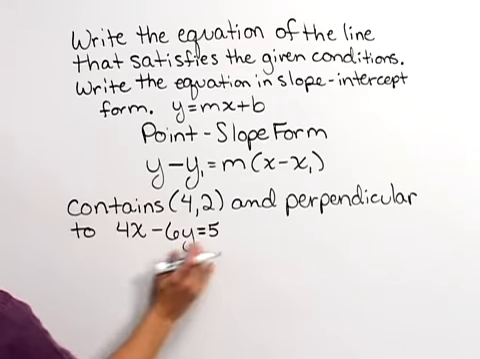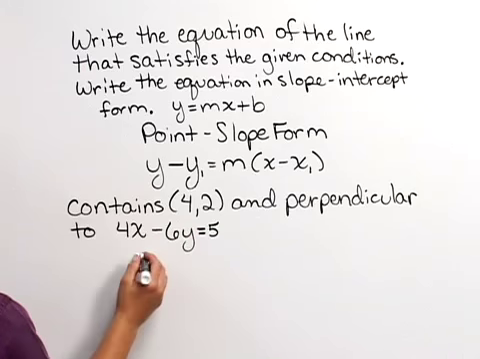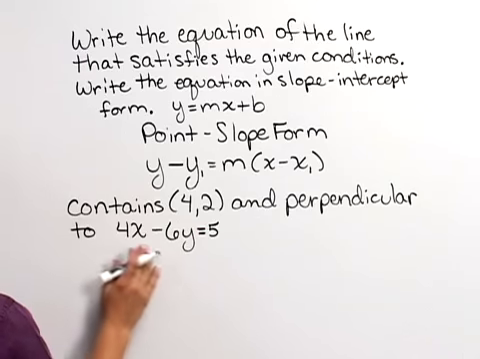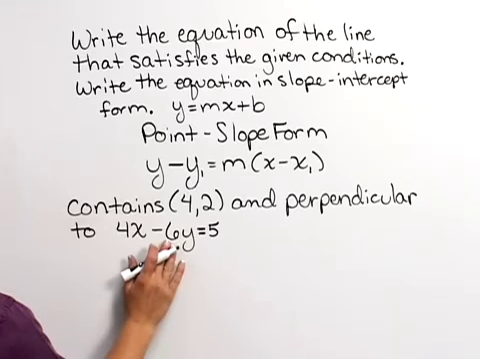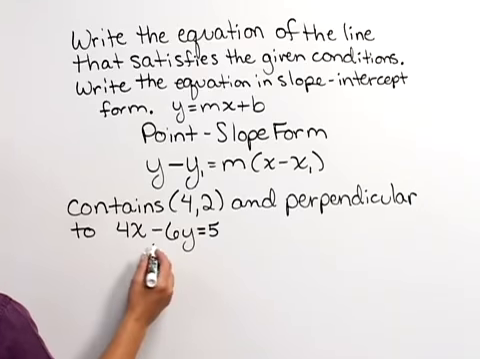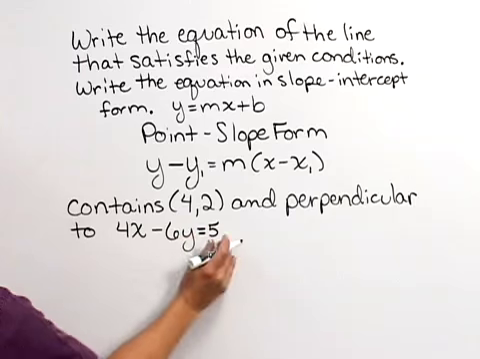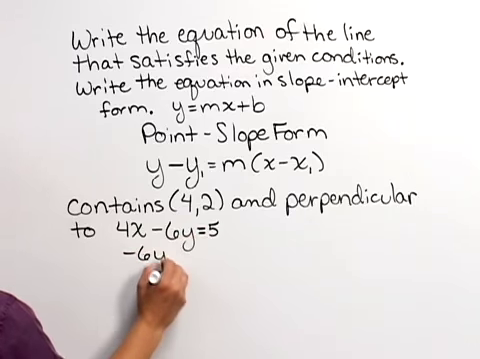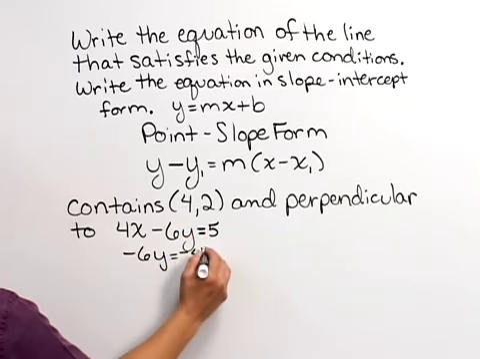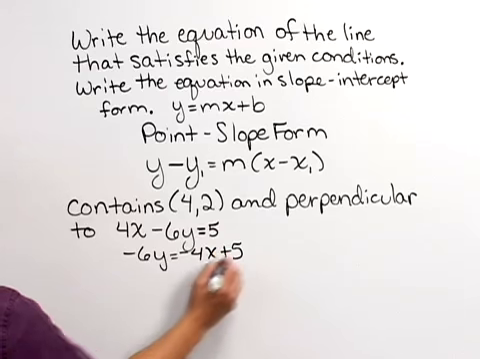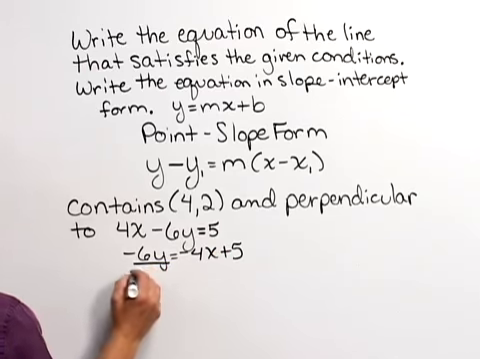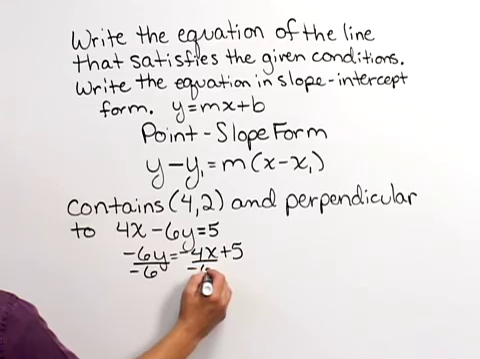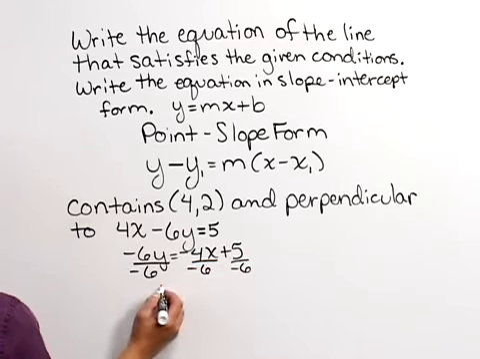So how about if we subtract 4x from both sides to isolate our variable? We'll subtract 4x, and then we also have to divide by negative 6. So subtracting 4x from both sides, we get negative 6y equals negative 4x plus 5. Now let's divide by our negative 6 all the way across our entire equation.